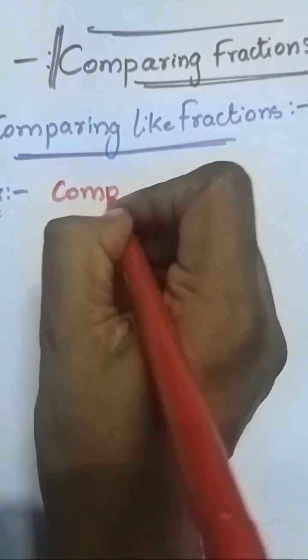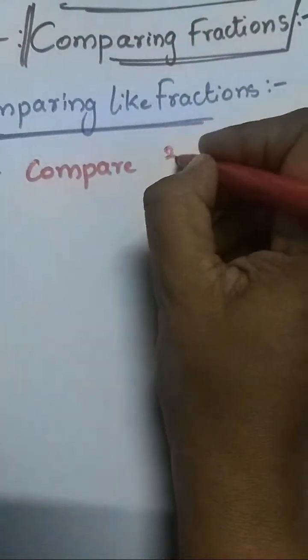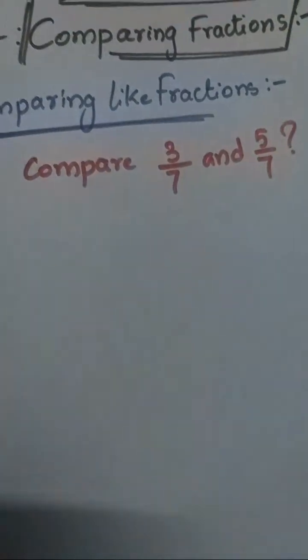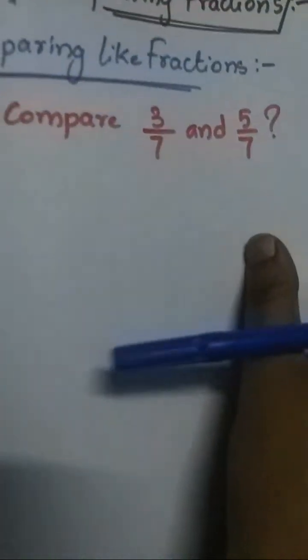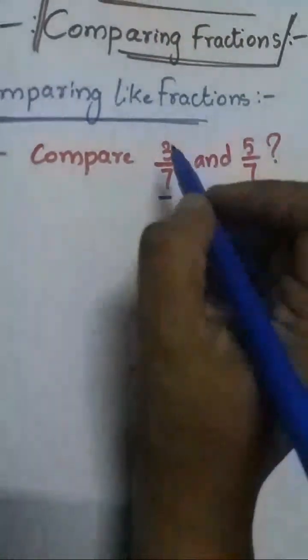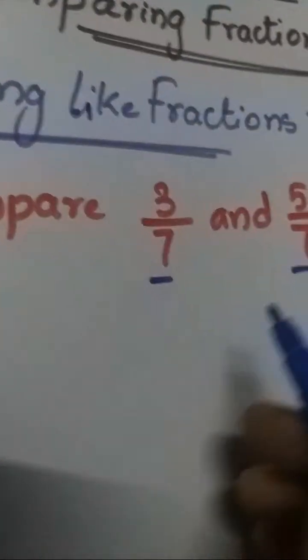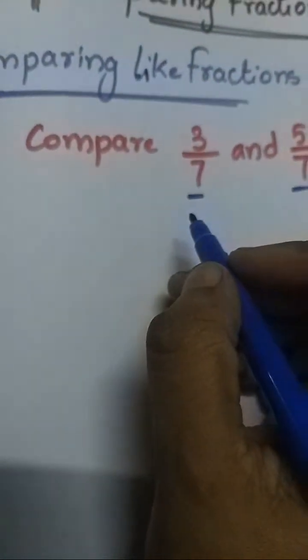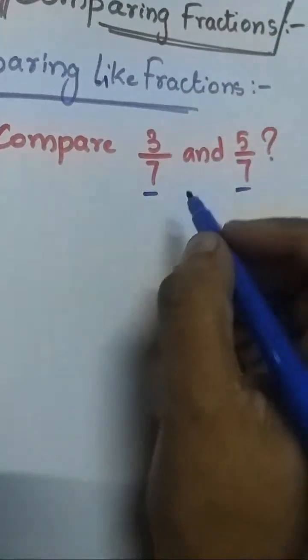Example 1, see here. Comparing like fractions means the denominator has the same value. 3 by 7 and 5 by 7. This is a like fraction, children, because the denominator is the same here, 7 and 7. Somewhat disturbance in connection, children, so sorry for that.